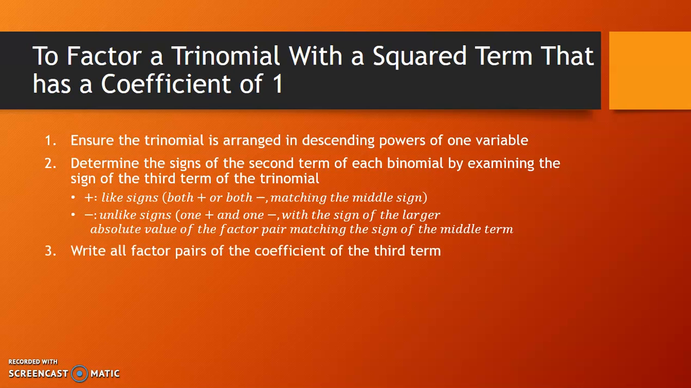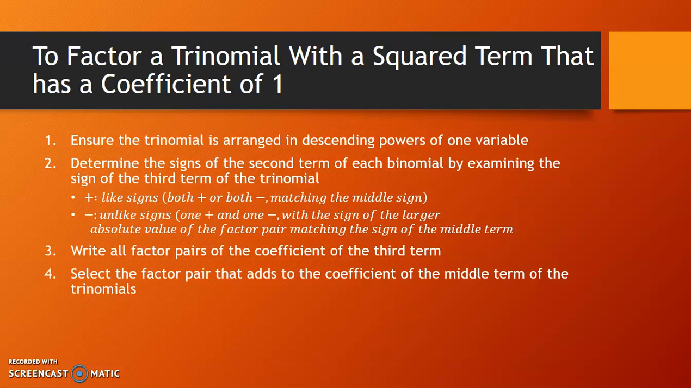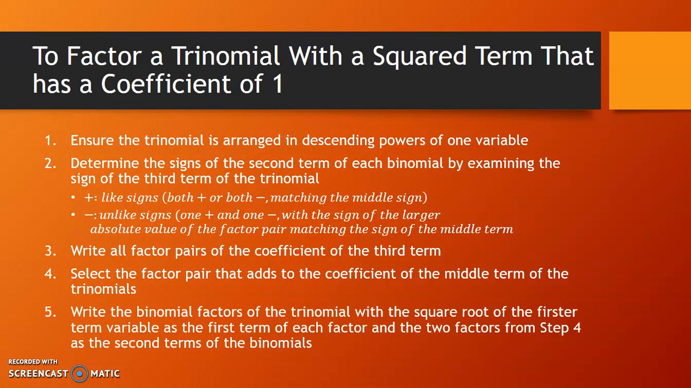So you have the sign of the larger absolute value of the factor pair matching with the sign of the middle term. So then you write out all of the factor pairs that you see of the coefficient of the third term. And then you select the factor pair that adds to the middle term. And then you write it out as 2 binomials. So you drop the first term. So if it was like x squared, you drop an x into each set of parentheses. And then your 2 numbers that you found that work, that follow these rules, you drop those in the parentheses as well.